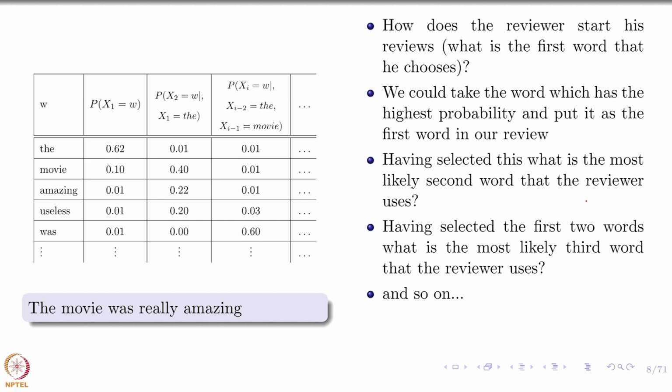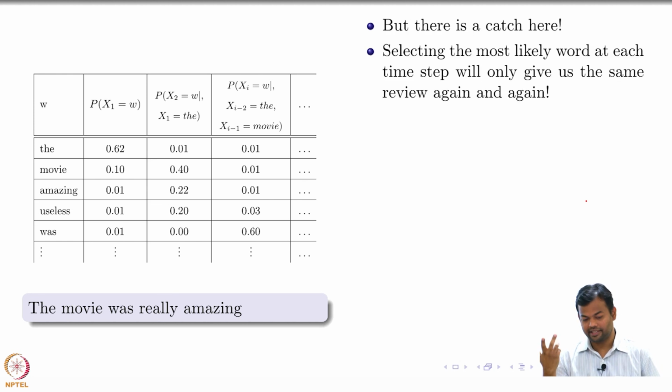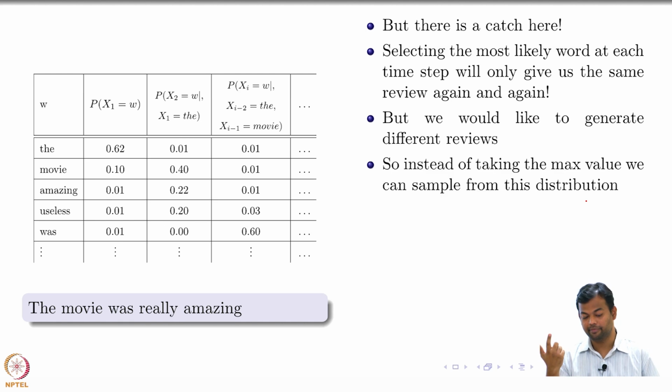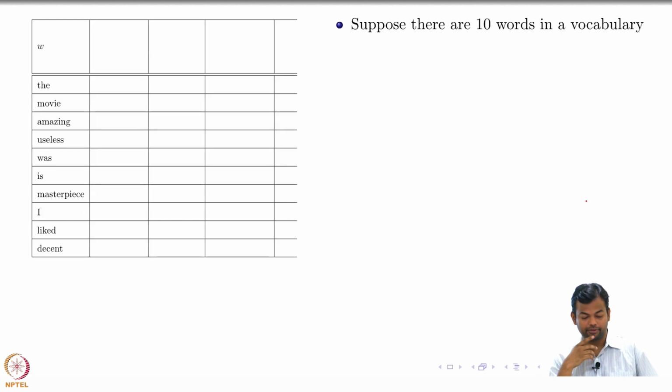So what you did was not sampling. This was just picking the most likely outcome. So what does sampling do actually? The catch here is that if you keep doing this, you'll generate the same review again and again. So instead of selecting the max, we are going to sample from this distribution. What does sampling mean? Okay, so we'll see that.